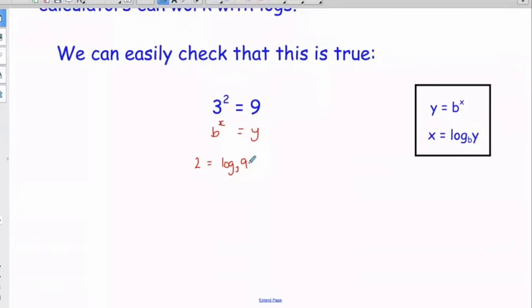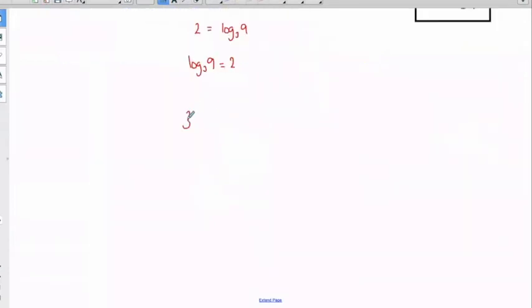Okay, so that shows that if we didn't know what log to the base 3 of 9 was, then we'd be able to get our calculator to work it out. It also means that if we didn't know what power we use to get from 3 to 9, we can work out that x will be log to the base 3 of 9. Okay, so that's extremely useful.